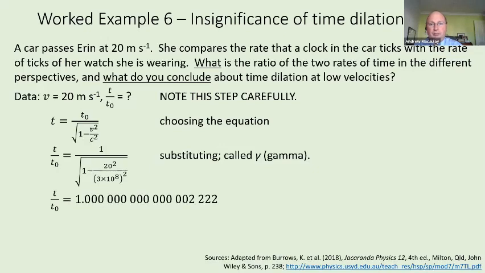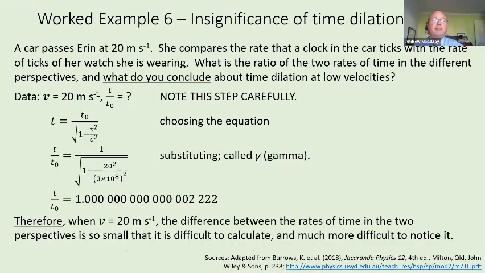Okay, what do we conclude? Therefore, when v equals 20 meters per second, the difference between the rates of time in the two perspectives is so small that it's difficult to calculate and much more difficult to notice. So the ratio of time for stationary Erin looking at a clock in the car going at 20 meters per second is really, really small. So for all intents and purposes, when we're dealing with normal speeds that we drive at, relativity doesn't have an effect.